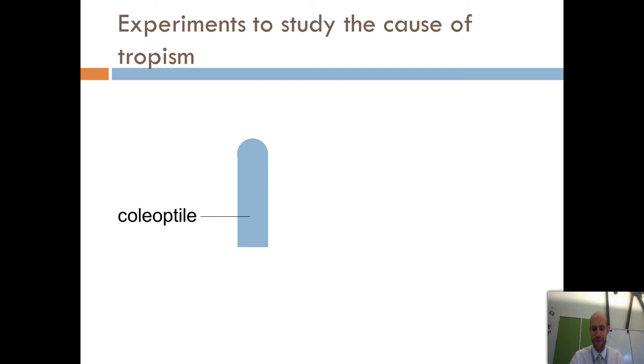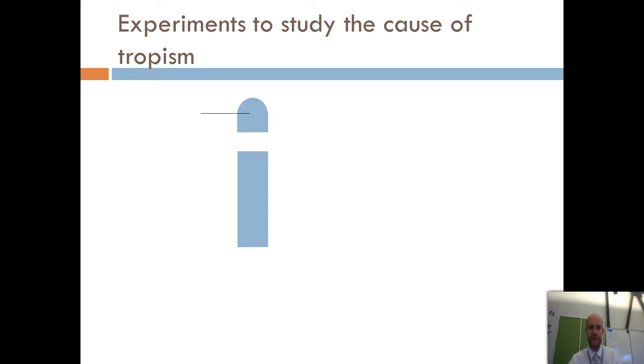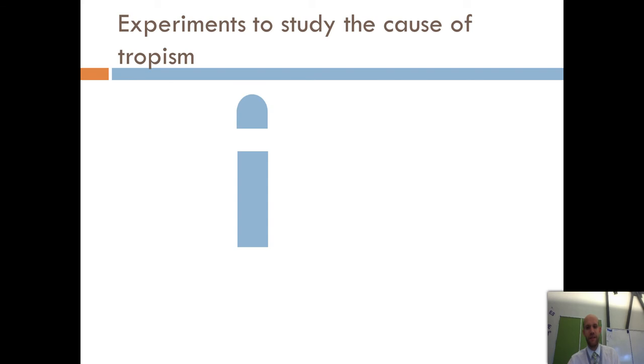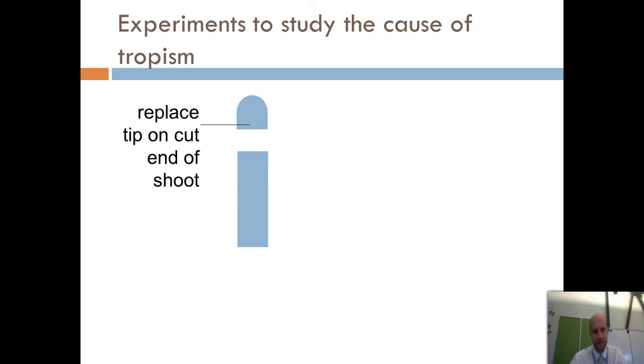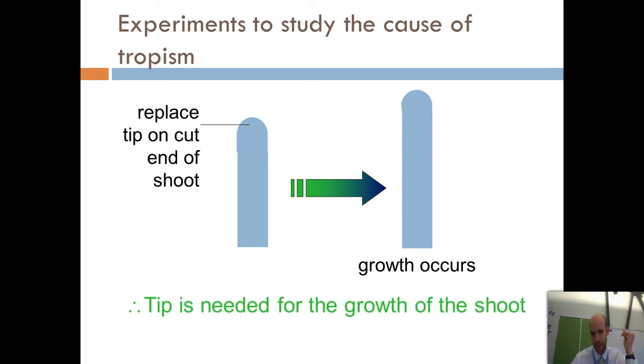Now, there's some cool experiments you can do around this. If you leave the tip as normal, it grows. But if you chop the tip off, the base does not grow. Interesting. Therefore, there's something in the tip that's enabling the zone of elongation to stretch. If we cut it off and then replace it, the shoot grows. So it's not an attachment issue. Something is passing from the tip into the shoot. In other words, we need the tip for the growth of the shoot.